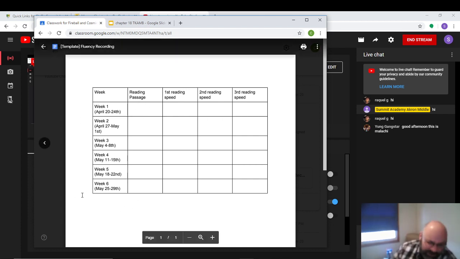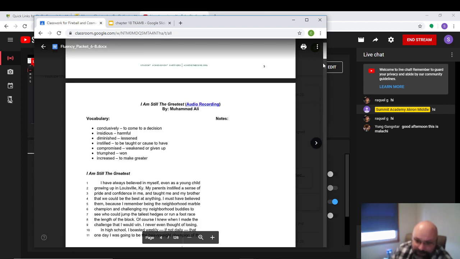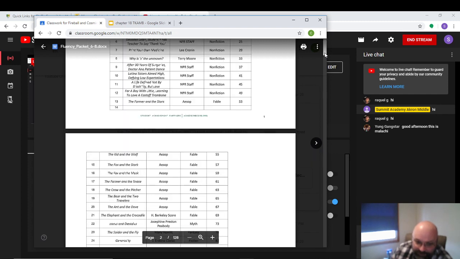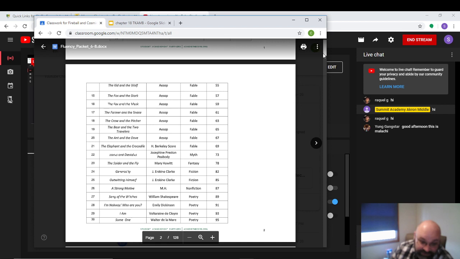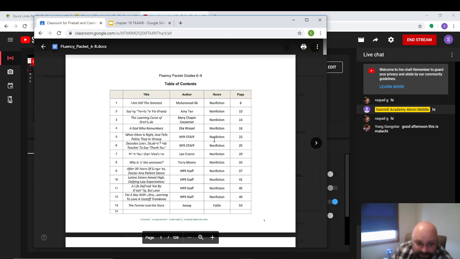There are like 40 stories to pick from, and they're all about a page. So you won't read all of those, so don't worry about that. Just pick the ones that you think are the most interesting. There's some that deal with sports, some of them are poetry. So there's kind of like a wide range of stories. There's a couple fables. There's some that are fiction. Just pick one that you think's interesting.